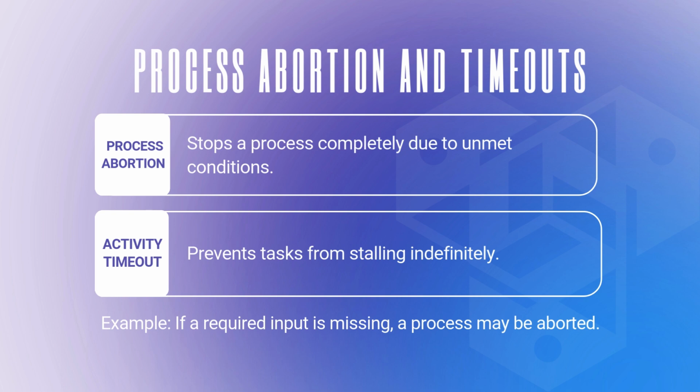Next is process abortion and timeouts. Process abortion occurs when a workflow needs to stop entirely due to unmet conditions, such as a missing critical input. Activity timeouts, meanwhile, prevent tasks from stalling indefinitely, ensuring that processes remain on track and don't get held up by unexpected delays.